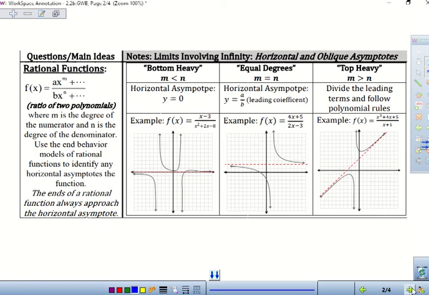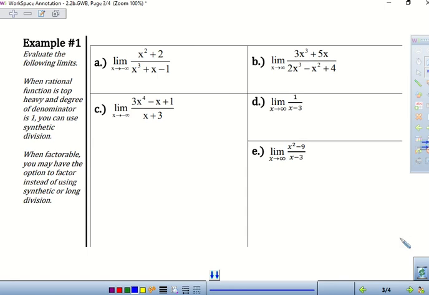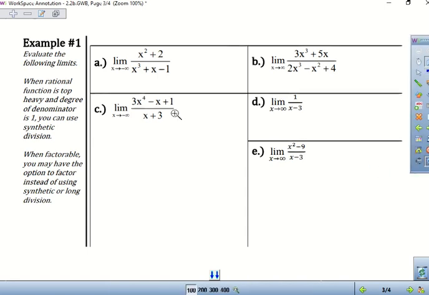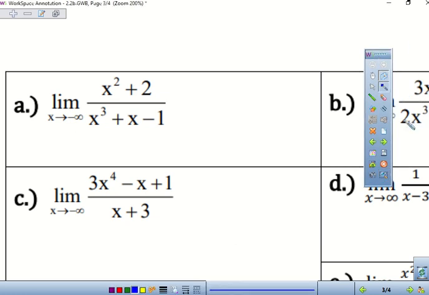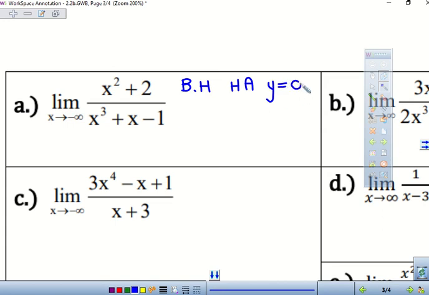Okay? Alright, so we're going to go ahead and do some together. We're going to do some of each type. So let's look at letter A first. Is it top heavy, bottom heavy, or equal? Bottom heavy. Good. So since it's bottom heavy, that means our horizontal asymptote is what? Y equals 0. That means that as we approach negative and positive infinity, the limit of our function is also 0. Any questions about part A?